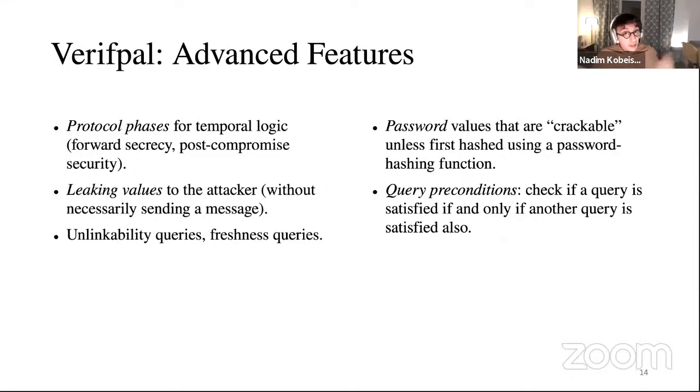We have protocol phases that allow for temporal logic, and this allows you to model things that happen in different periods of time. This is necessary for modeling forward secrecy and post-compromise security. You can also leak values to an attacker. Recently, we introduced unlinkability queries and freshness queries, and these are quite important for modeling something like the DP3T contact tracing protocol. And we also have password values that are crackable unless you first hash them.